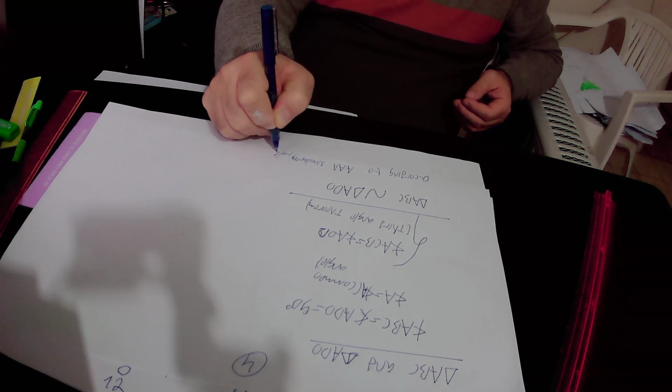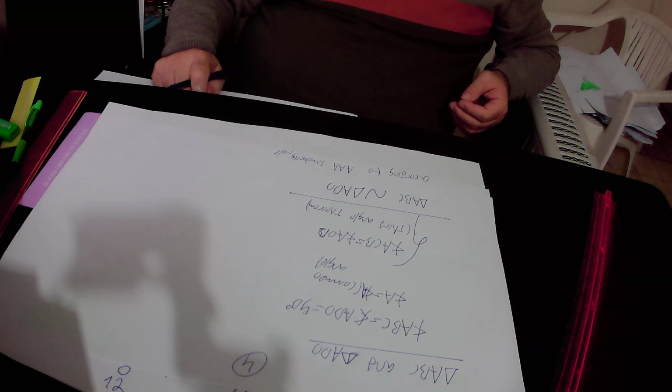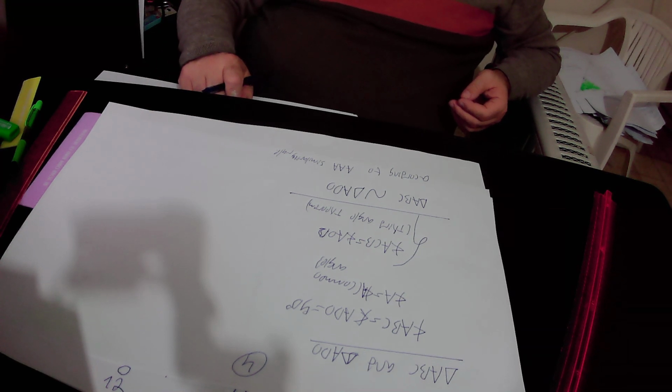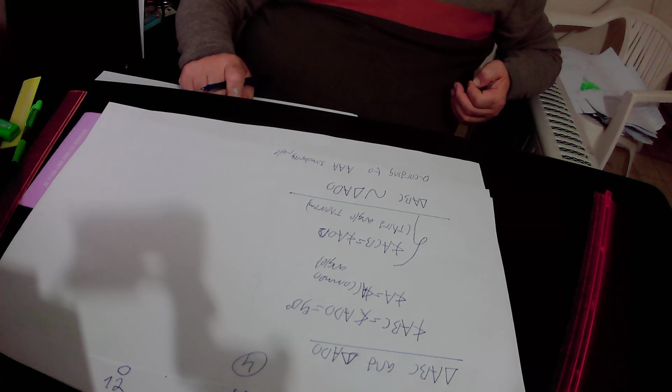So what is the angle similarity rule? The angle similarity rule is that if you prove that all angles in one triangle are congruent to all angles in another triangle, then you actually proved that those two triangles are similar to each other according to the angle similarity rule.